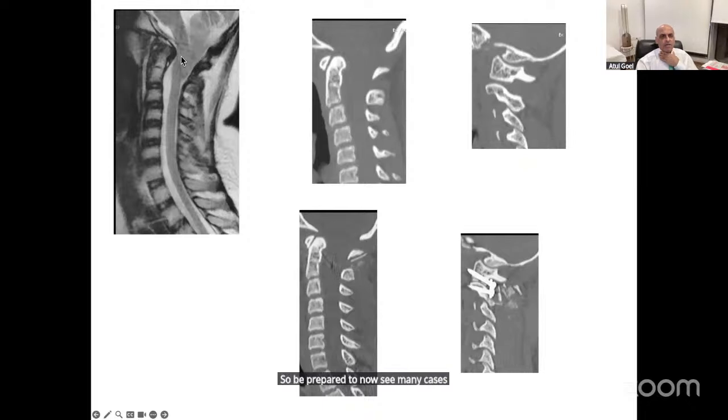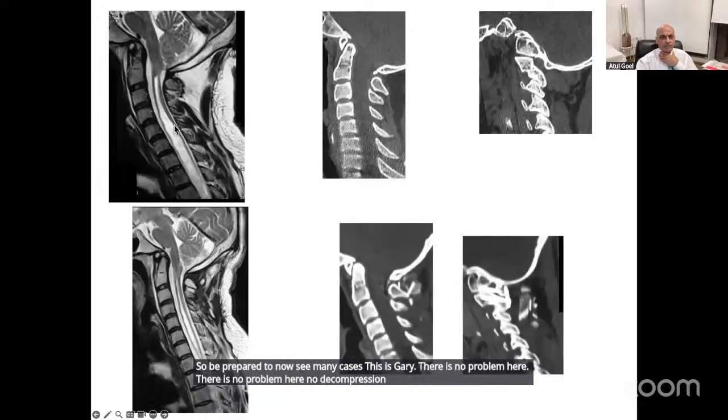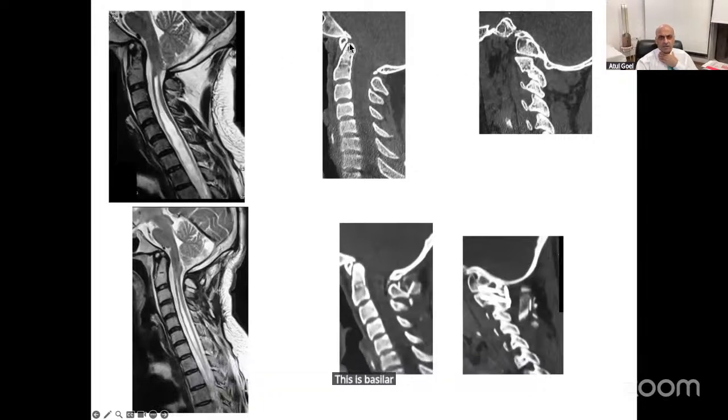This is Chiari. There is no problem here. No decompression, only C1, C2 fixation. This is basilar invagination, assimilation of atlas, no atlantodental interval disturbance.